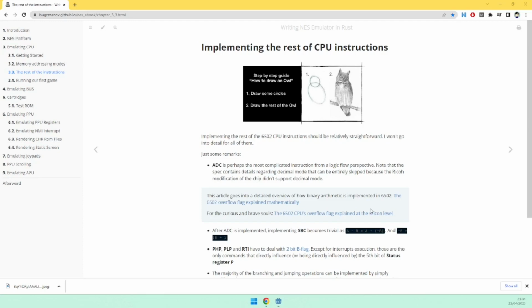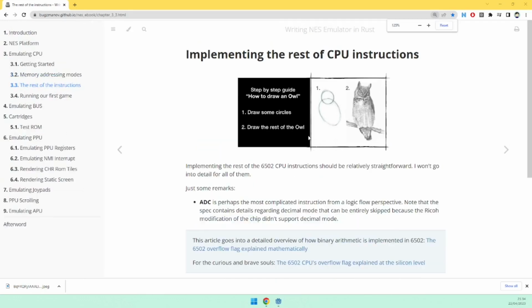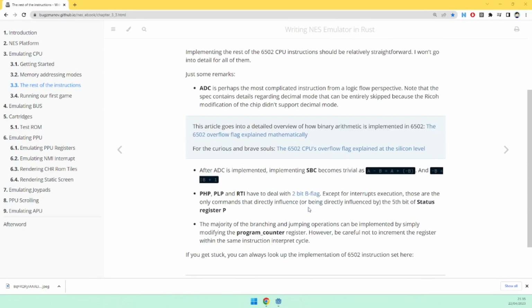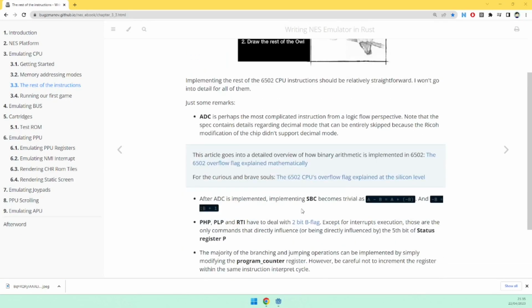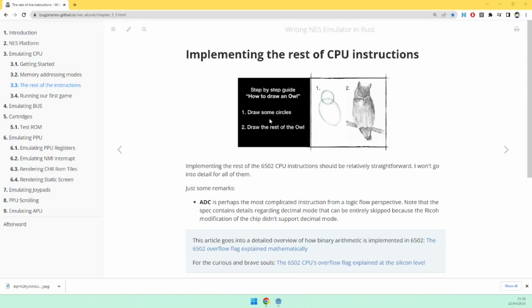Alright, I need to settle my mind on this. This is where we are right now. We have to continue implementing the rest of the instructions of the chipset. This is the part of the tutorial where we are out of instructions. Draw some circles and draw the rest.